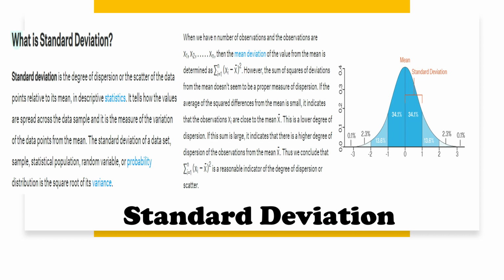If the average of the squared differences from the mean is small, it indicates that the observations xi are close to the mean. This is a lower degree of dispersion. If the sum is large, it indicates a higher degree of dispersion of the observations from the mean. Thus, we can conclude that the summation of xi minus the mean, squared and then square rooted, is a reasonable indicator of the degree of dispersion or scatter.